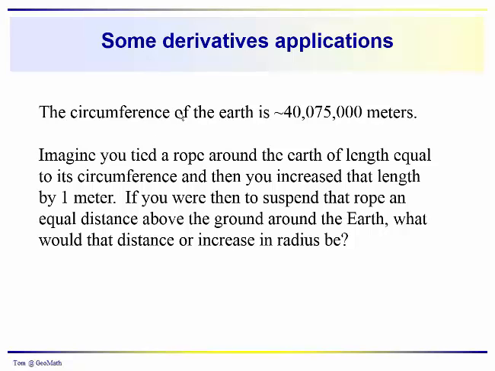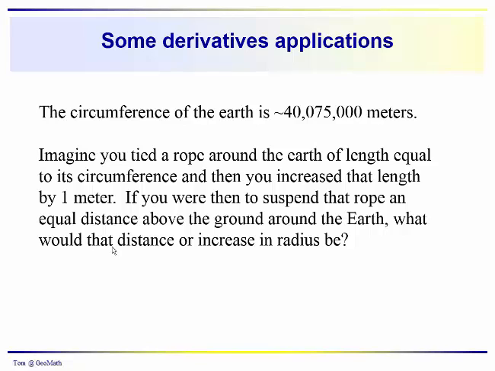So when we think about the Earth, it has a circumference of 40 million meters plus some change. And imagine for a moment that you could tie a rope around the Earth of that length, and that you increased its length by 1 meter. Now, if you were to suspend that rope an equal distance above the ground, all the way around the Earth, what would that distance or increase in radius be?